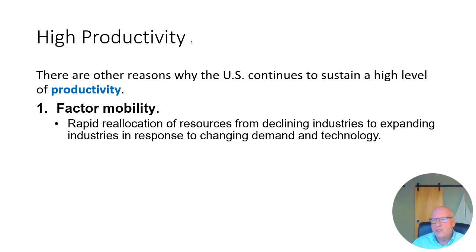Issue number one, and this is not necessarily in order of importance, this is just an important issue, something called factor mobility. Factor, of course, comes from factor of production, and factor of production was the name we used to describe the workers, the machinery, the capital goods, the natural resources called land, entrepreneurship. Those were the factors of production. And factor mobility means, and let's read it together, we'll just read the slide, means rapid reallocation of resources from declining industries to expanding industries in response to changing demand and technology. Factor mobility is very difficult for societies to do.